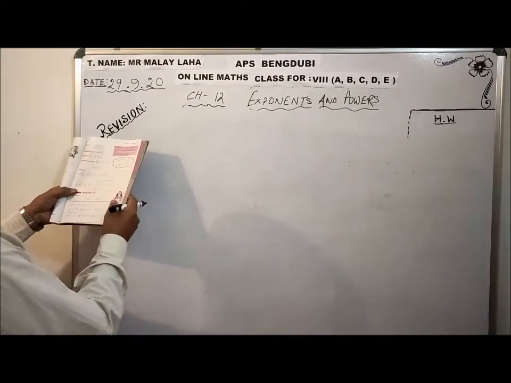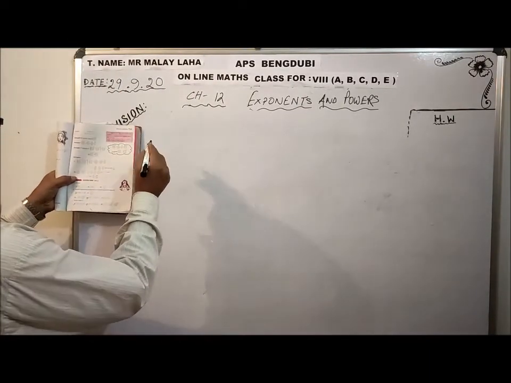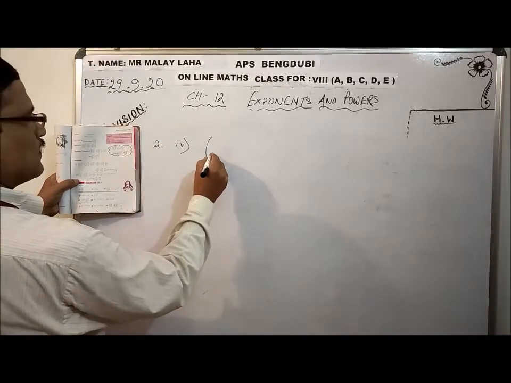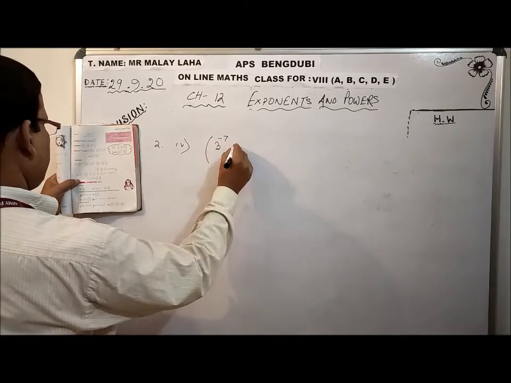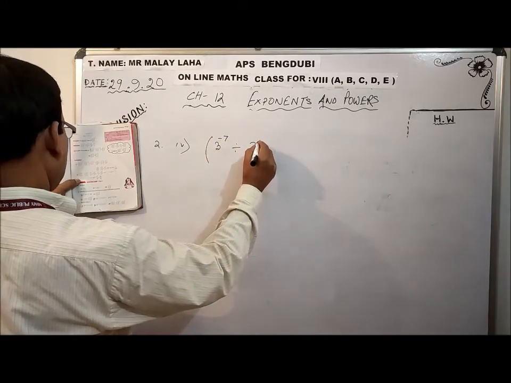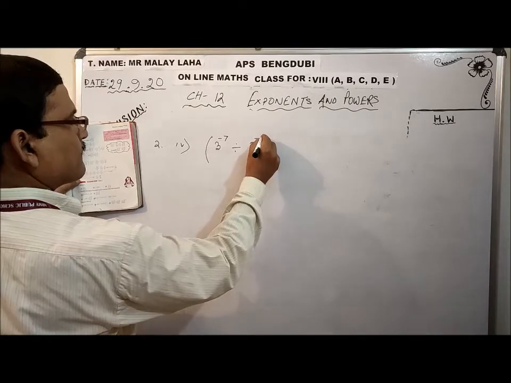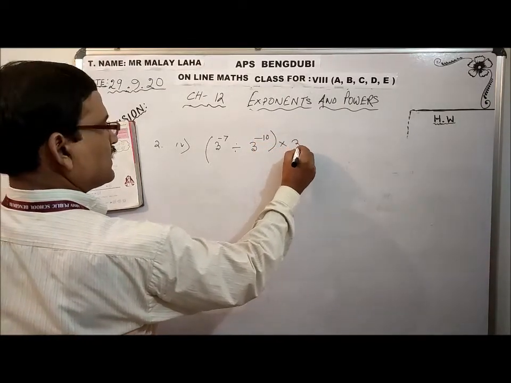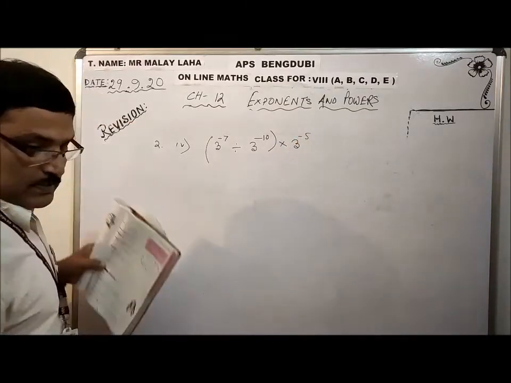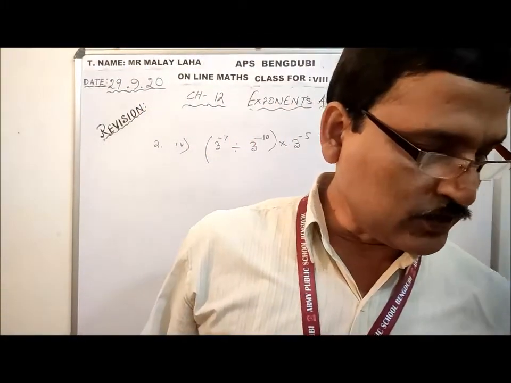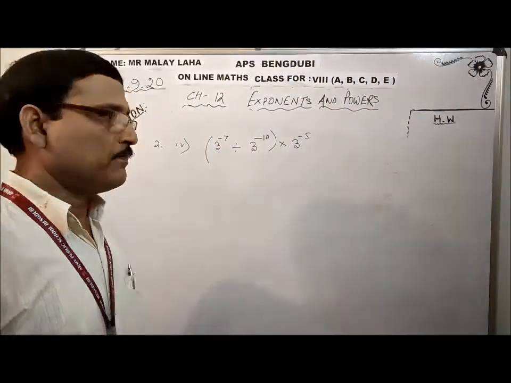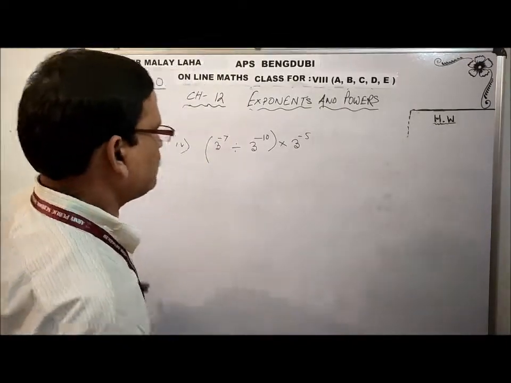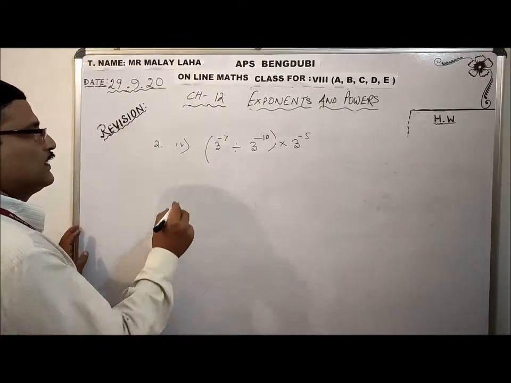So now, what will we do here? Question number 2, part 4: 3 raised to minus 7 divided by 3 raised to minus 10, multiplied by 3 raised to minus 5. The instruction is to simplify and show the result in a positive power. Positive exponent form you have to write down.